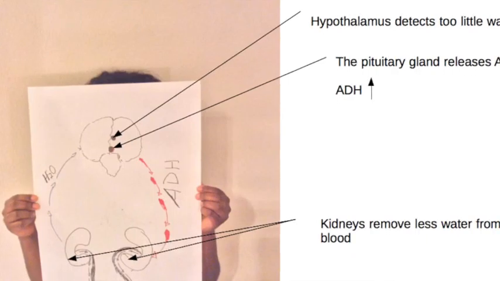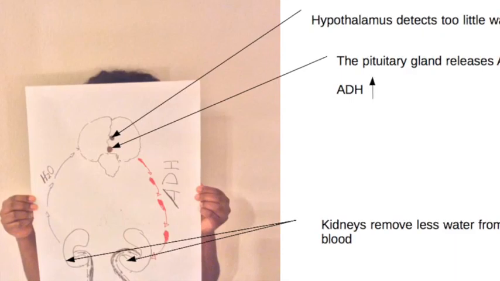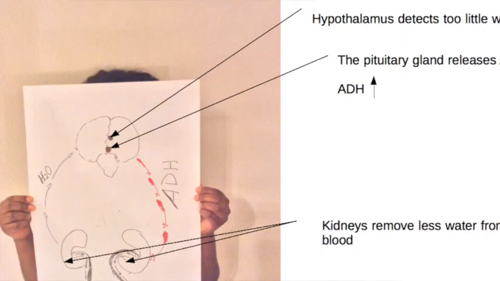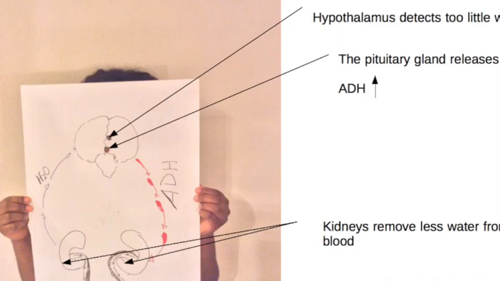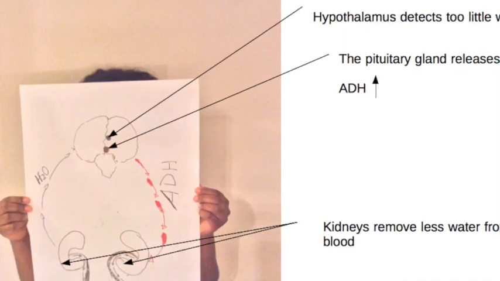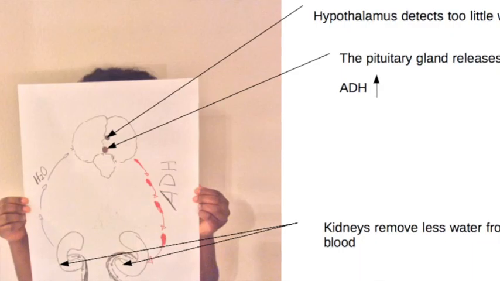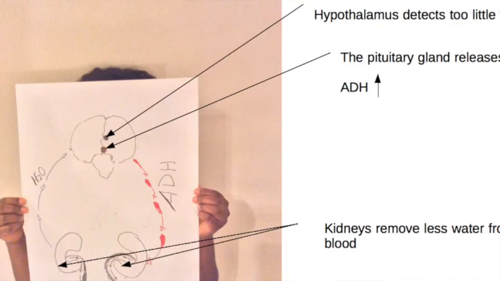where more water will be reabsorbed, and the kidney will release less water, and the urine will be more concentrated or less diluted. Then the water level in the blood increases until it is back to normal.